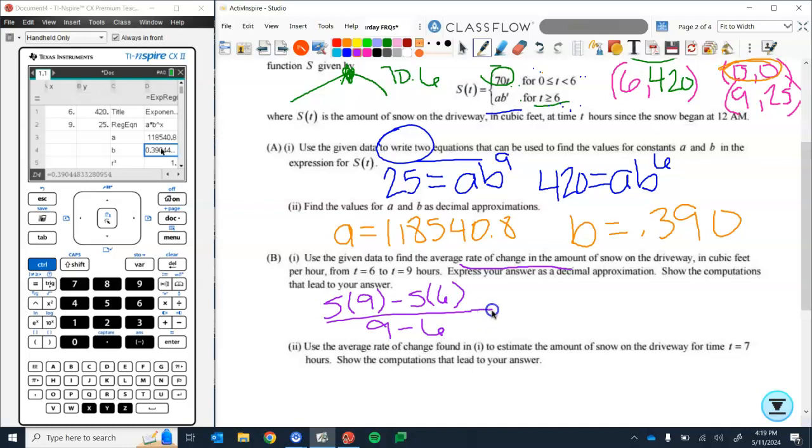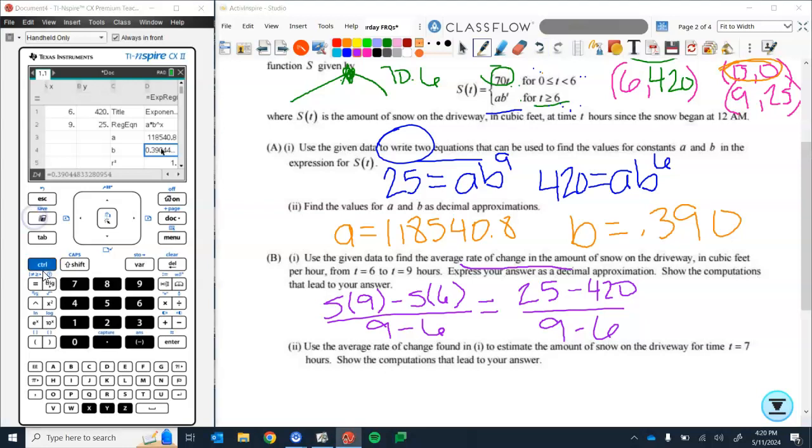All right. Now, I'll say again, I say it every time it happens. Do I have to write what I just wrote? No. Should you for yourself? Absolutely. Because there were a couple of you that got these in the wrong order, but 9 goes with 9, 6 goes with 6. All right, so then I know that S of 9 is 25 minus S of 6, which is 420, over 9 minus 6. This is a calculator question. Let the calculator do the work for you.